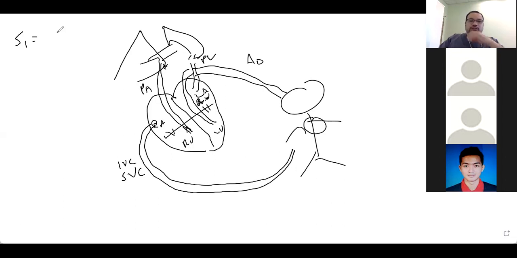Okay. So it's closure of your valve, mitral valve dengan this valve. So atrioventricular valve. So this valve. So S1 dengan S2 is caused by closure of your pulmonary valve dengan aortic valve. Okay, let's see this. Okay, I give you an example. Okay, kita pergi macam ni dulu.